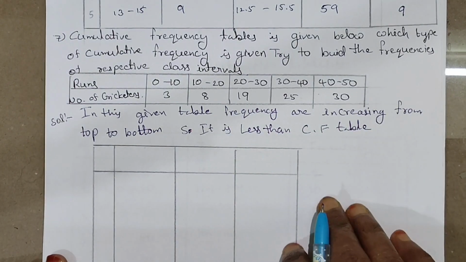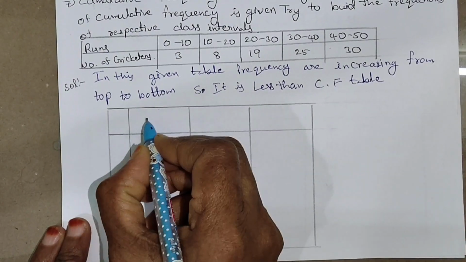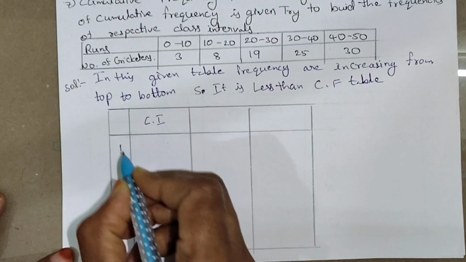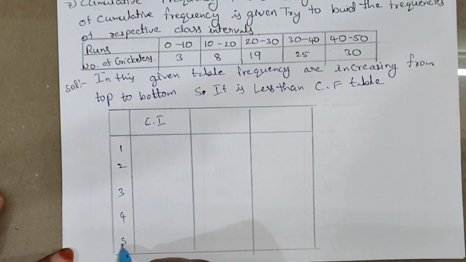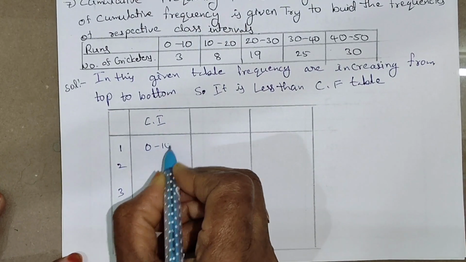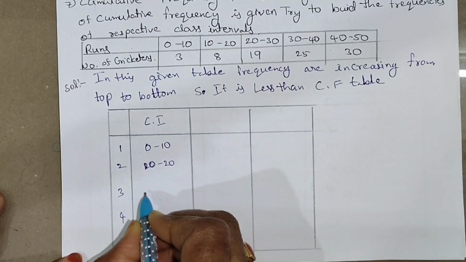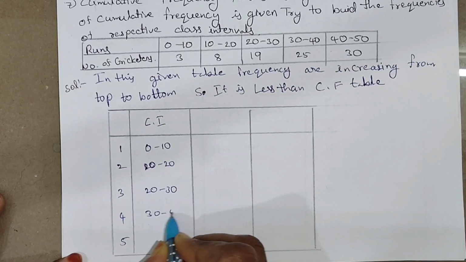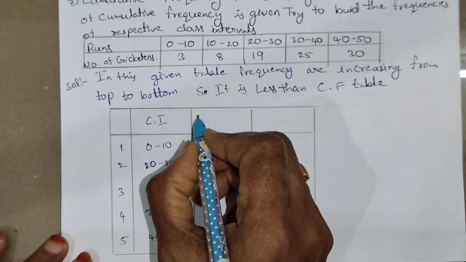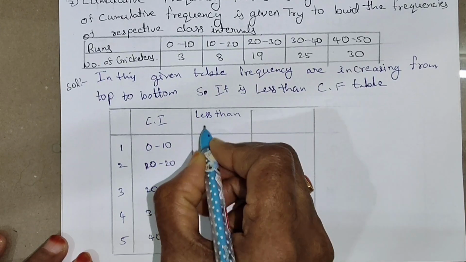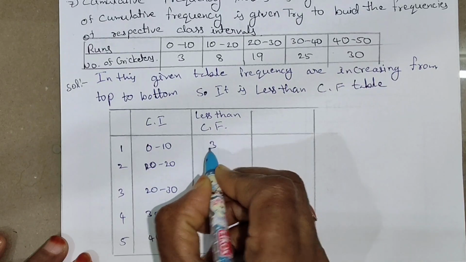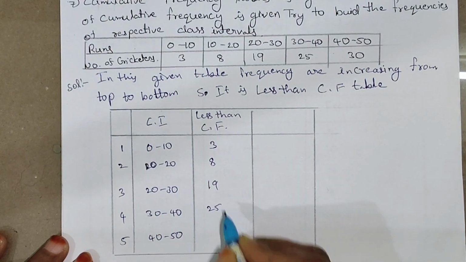For a less than cumulative frequency table, first we write the class intervals. Here the runs are the class intervals. There are 5 classes: 0 to 10, 10 to 20, 20 to 30, 30 to 40 and 40 to 50. These are the class intervals. Now the less than cumulative frequencies, we write as they are: 3, 9, 19, 25, 30.